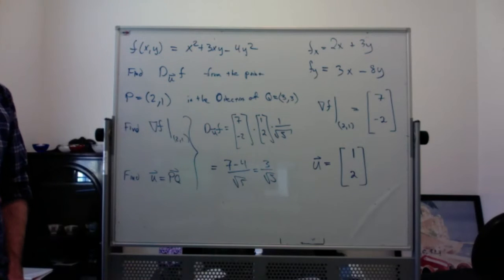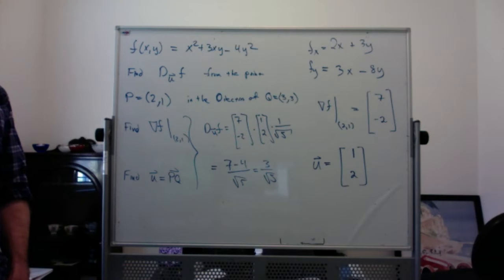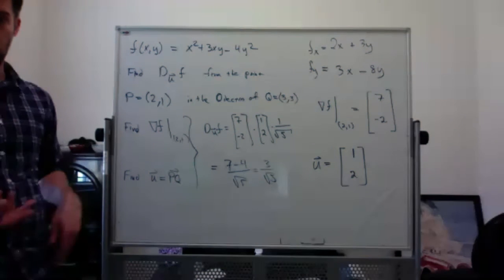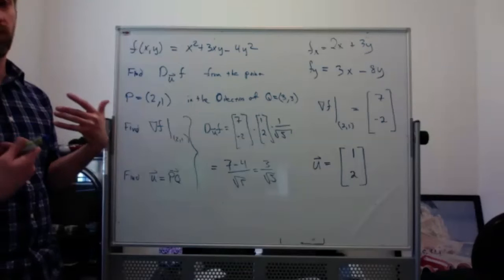Again, whenever you're finding a directional derivative at a point, you should always be just getting a number. You shouldn't get a vector as your answer, you should get some value. Because again, the value is representing the slope of the surface.